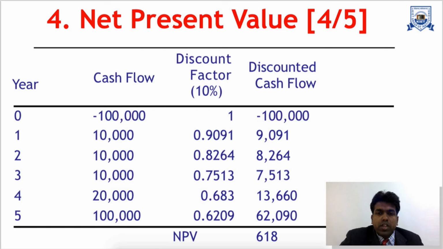13,660, and so on. After this, when we calculate it, the first value is negative and all other values are positive. When we add these, we'll get 618. So the total net present value, NPV, will be 618. So in this way we can calculate the net present value.